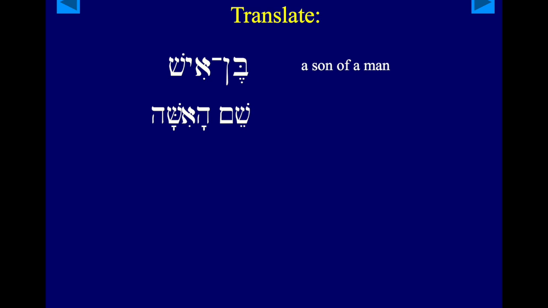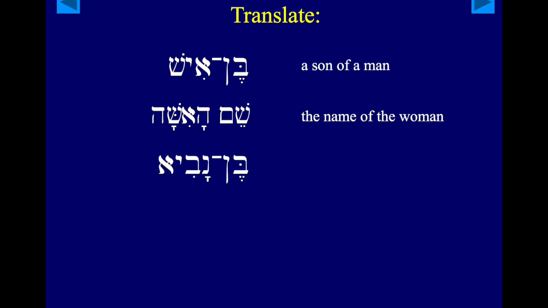Shem ha-isha. Ha-isha, let's start with that one. Isha, you should know from your vocab, that's woman. Ha-isha is the woman. And then shem means name. Now, shem does not have a definite article in front of it, but shem, name, is a noun, and isha is a noun. So you have two nouns next to each other. The absolute, then, the last one in the chain, has a definite article. It's going to work its way back up the chain, so it's going to be the name of the woman.